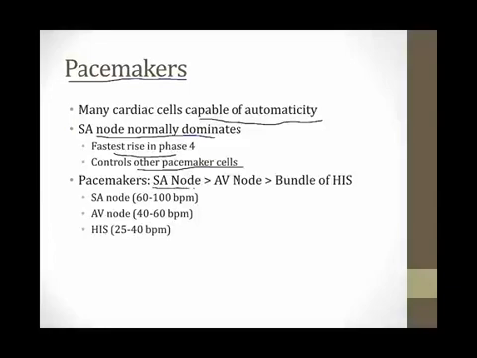The SA node is the fastest pacemaker, that's why it's usually dominant, but after the SA node, the AV node is the next fastest pacemaker, followed by the bundle of His. The Purkinje fibers can even potentially pace the heart, so can the ventricular myocytes under some conditions. The SA node, you may know, under normal conditions paces the heart at a rate of 60 to 100 beats per minute. The AV node can only do this at about 40 to 60 beats per minute, and the His bundle is even slower at about 25 to 40 beats per minute.